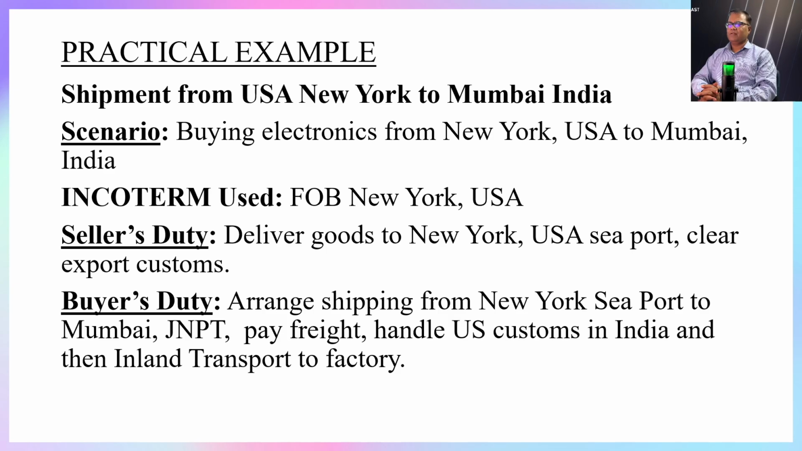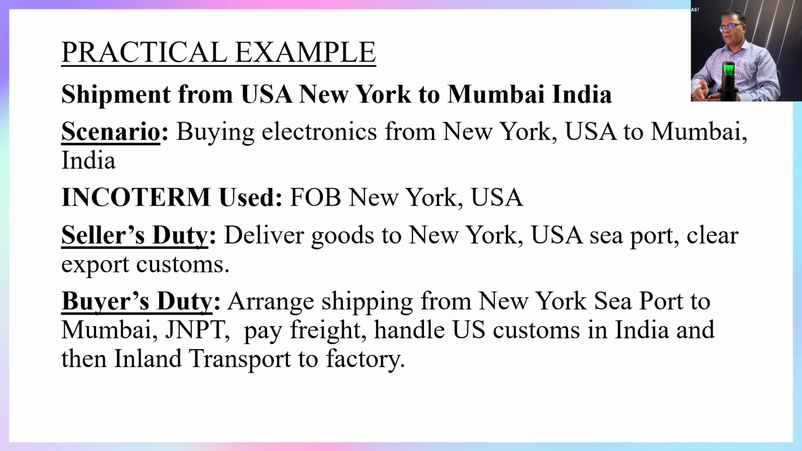I will give a practical example. You can see in this slide, the shipment is moving from New York, USA to Mumbai, India. The scenario: buying electronics from New York, USA to Mumbai, India. What Incoterm will we use? We will use FOB New York, USA. What does it mean? The seller will supply the consignment free on board at the New York seaport in the USA. His responsibility ends there when he delivers the goods at the New York seaport, and the buyer's responsibility starts here. The buyer should have an arrangement with a freight consolidator to carry the material from New York seaport to Mumbai seaport.